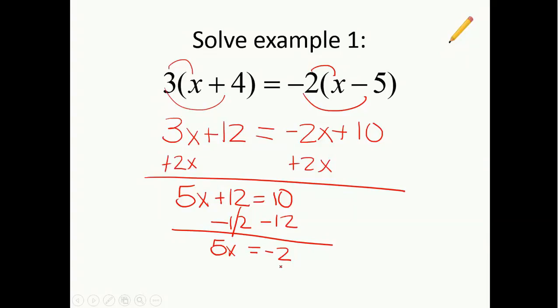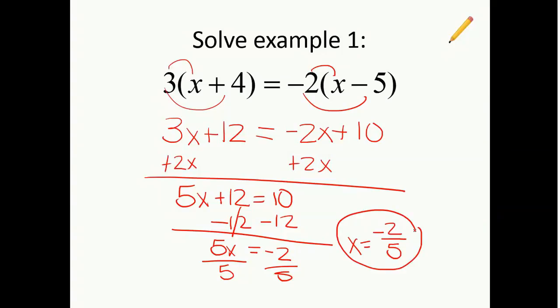Now, I got to isolate x. Get x alone. He doesn't play well with others. He needs to be alone. So I'm going to divide by 5. And I'm going to get left with x equals negative 2/5. We're actually going to leave it as the fraction, which is going to be super awesome.